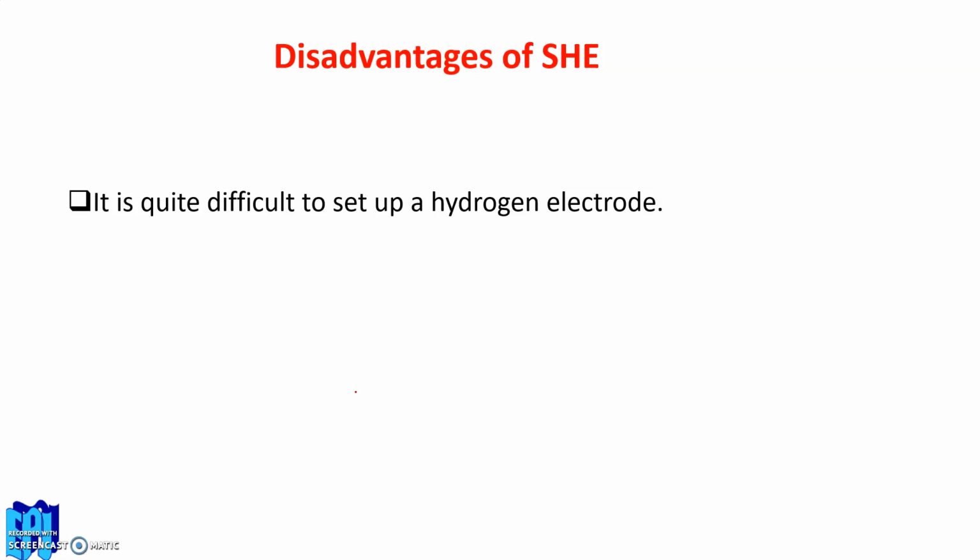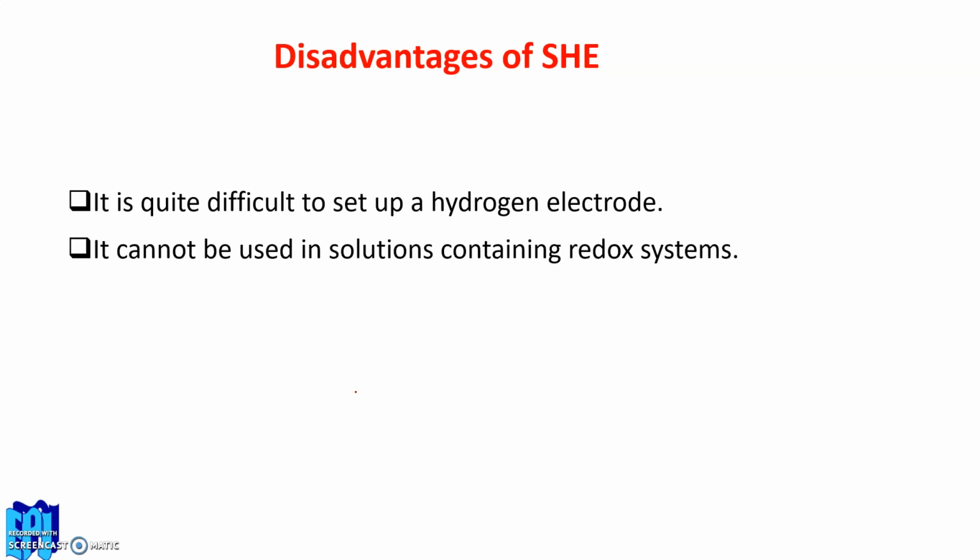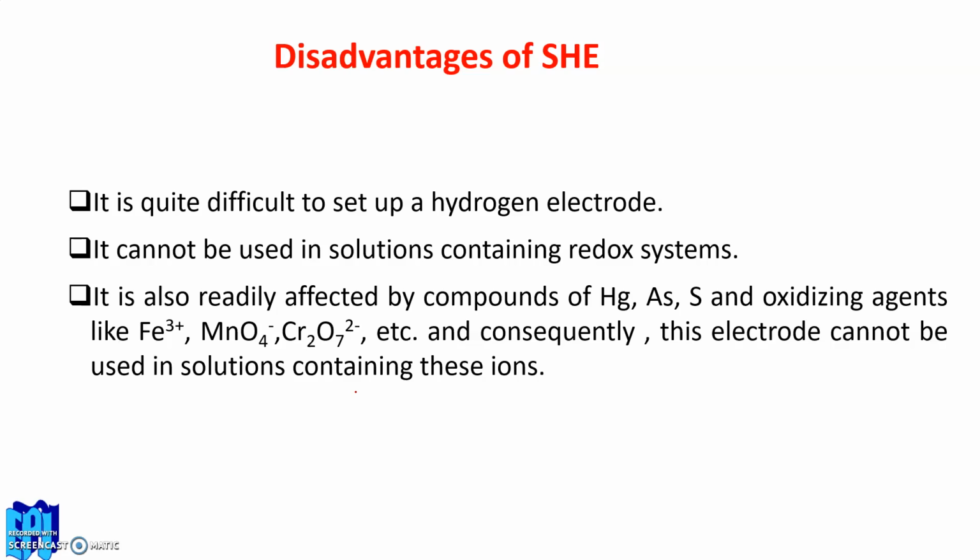Let us discuss the disadvantages of SHE. It is quite difficult to set up a hydrogen electrode. Second, it cannot be used in solutions containing redox systems, and it is also readily affected by compounds of Hg and As and oxidizing agents like Fe3 plus, MnO4 minus and chromate. Consequently, the electrode cannot be used in solutions containing their ions.